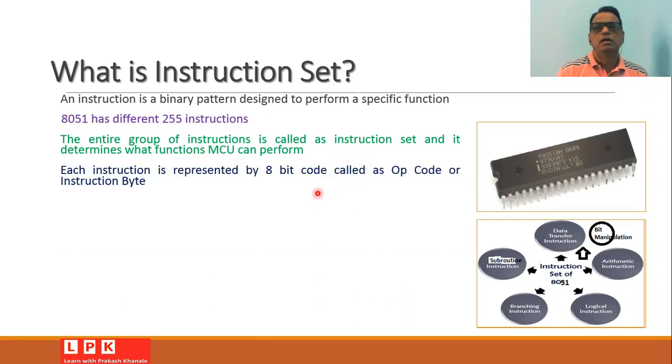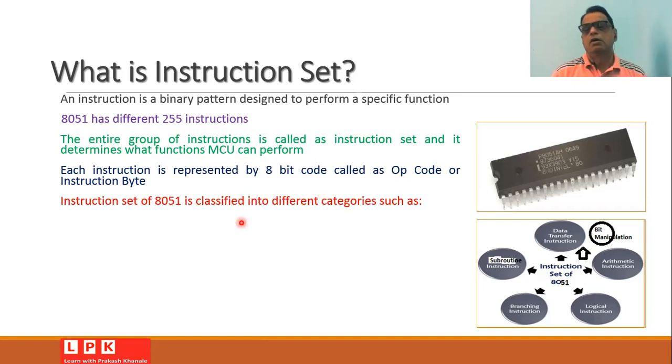It is possible to represent each instruction by an 8-bit code, and this code is called the instruction byte, or sometimes the operational code. So whenever we write the instruction by making use of English words, many times those English word instructions are also called the operational code.